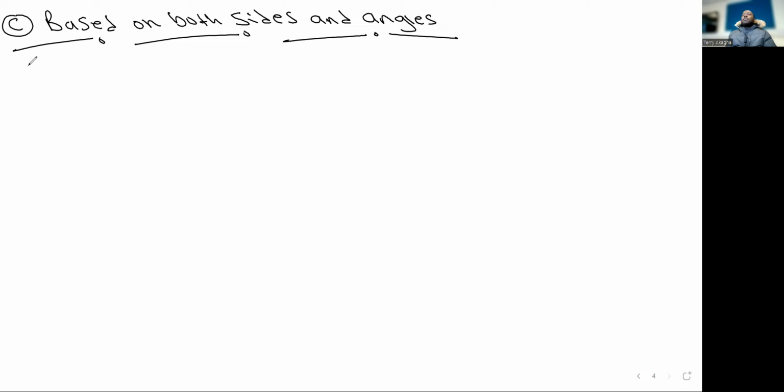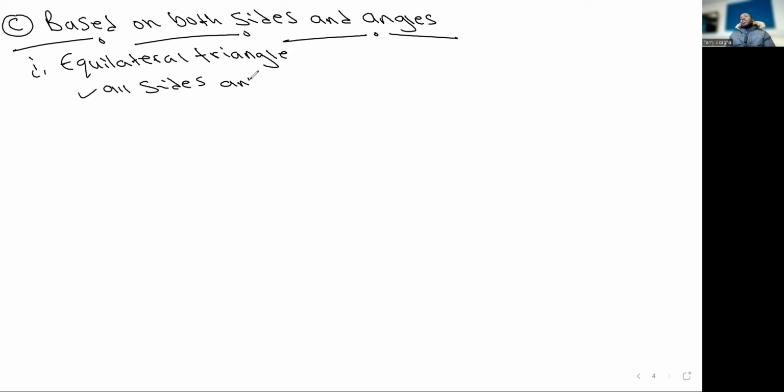Okay, so the first one we have is the equilateral triangle. In the equilateral triangle, all the sides and all the angles are equal.